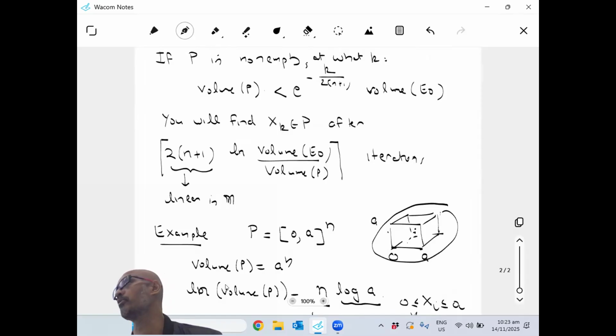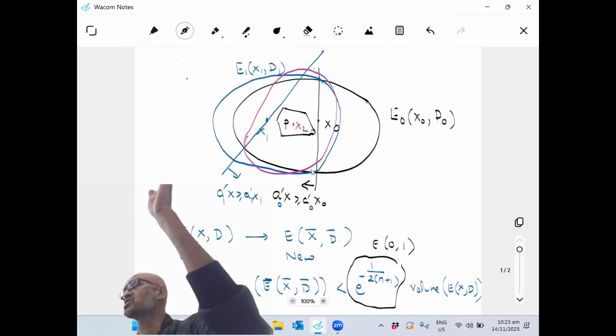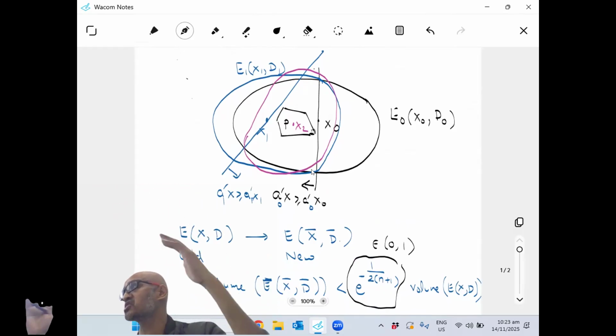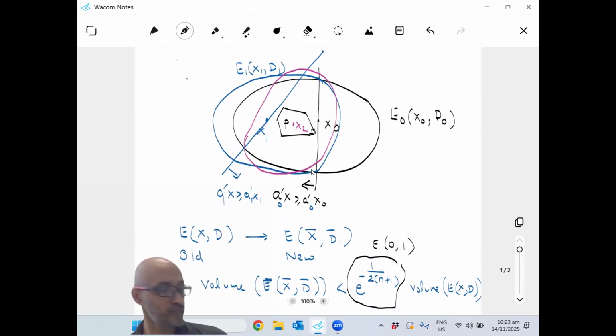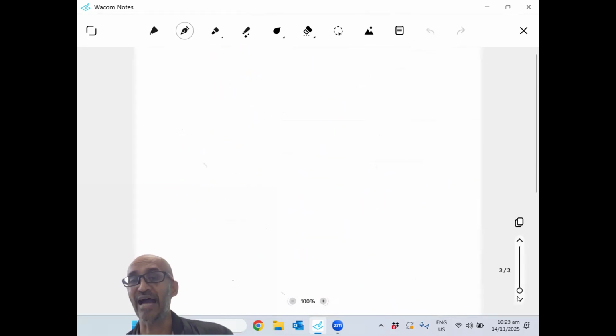So ellipsoid is solving this problem in polynomial time, because every step to find the formula for x bar and d bar, I gave it to you last time. It's a straightforward linear algebra operation, just involving some matrix multiplications and so on. So at a high level, we are done.